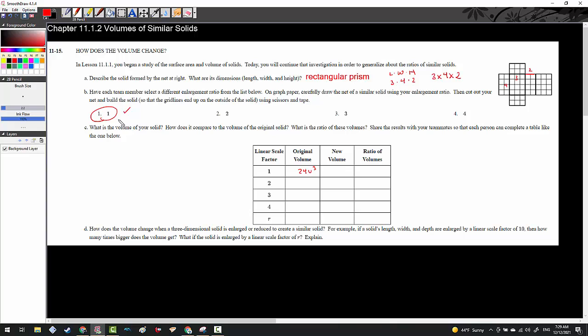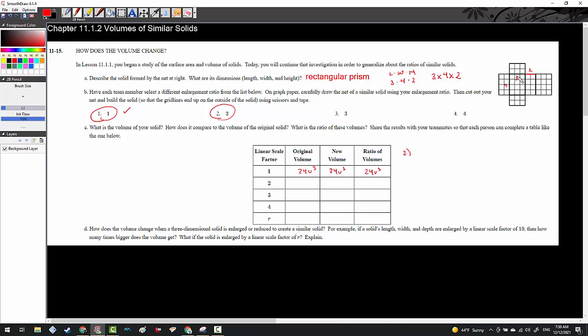If I was to do a new volume, in other words, a scale factor of 1, everything would stay the same, right? So that would be 24 units cubed, and then 24 units cubed for their ratio. It's when we get into this scale factor of 2 that things are going to get a little bit more tricky.